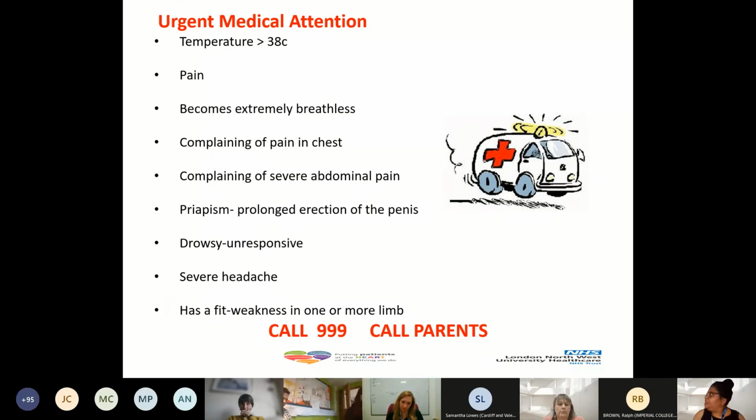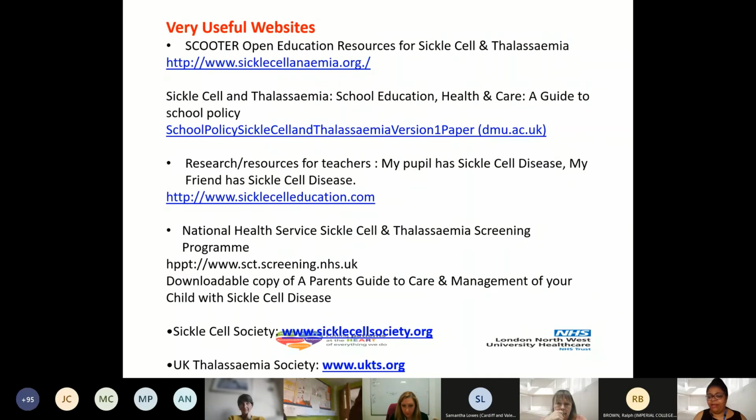So you need to seek early medical attention if the temperature is above 38 degrees C, excruciating pain, if they're extremely breathless, complaining of chest pain, severe abdominal pain, priapism, drowsiness, very drowsy, severe headache, has a fit, weakness in one or more of the limbs. So you call the ambulance, you ring 999, you ask for a paramedic ambulance, and after that then you can call the parent. Okay, so that's the end.